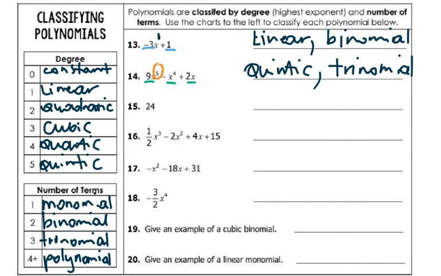Number 15. It's just 24. There's no variable, which means I can add a variable to the 0 power because anything to the 0 is just 1, which means I have a constant function or constant polynomial, and it's only one term, so it's a monomial.